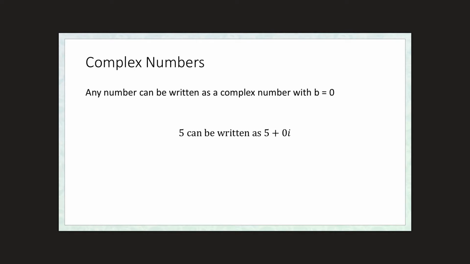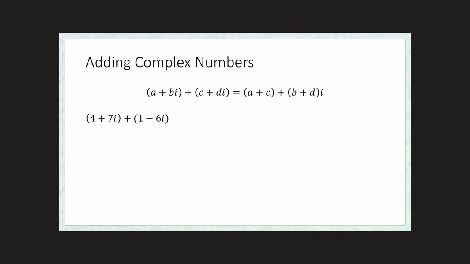Now, any number can be written as a complex number. To write a real number as a complex number in standard form, you just add a 0i to the end of the real number. For example, 5 can be written as a complex number as 5 plus 0i. Like real numbers, complex numbers can be added, subtracted, multiplied, and divided.